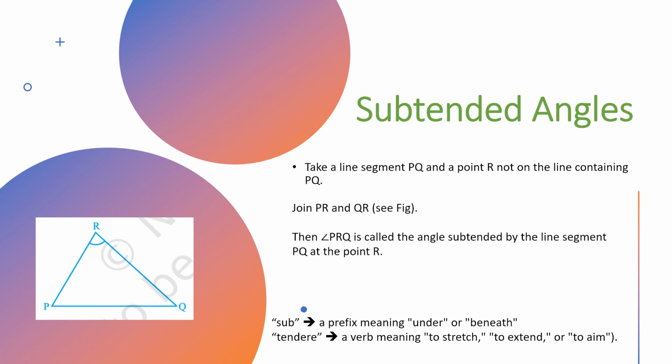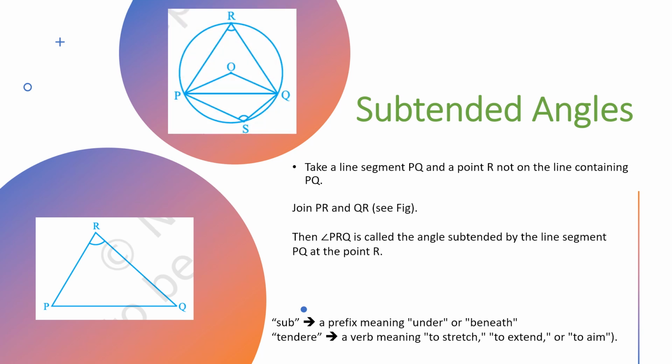Of course, it's an angle, but it's an angle subtended by this line segment PQ at the point R. This is the definition: when I say PRQ is a subtended angle, it means it's an angle subtended by the line PQ at the point R.